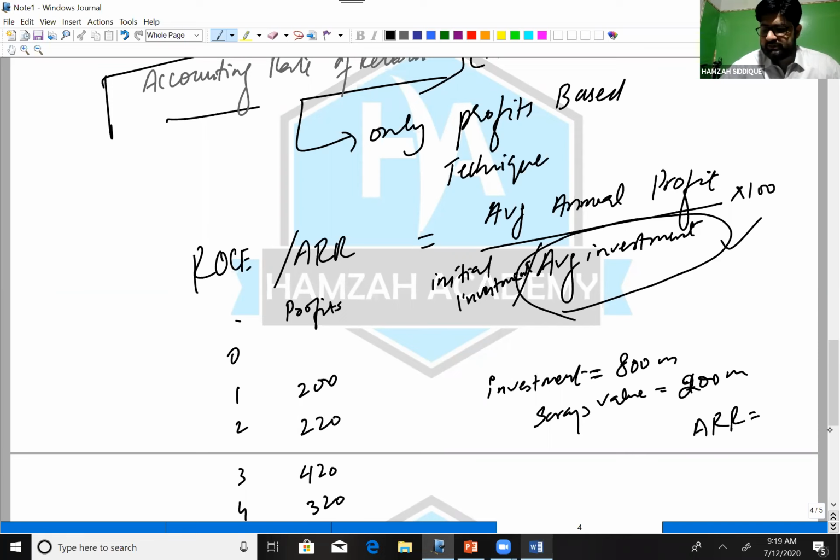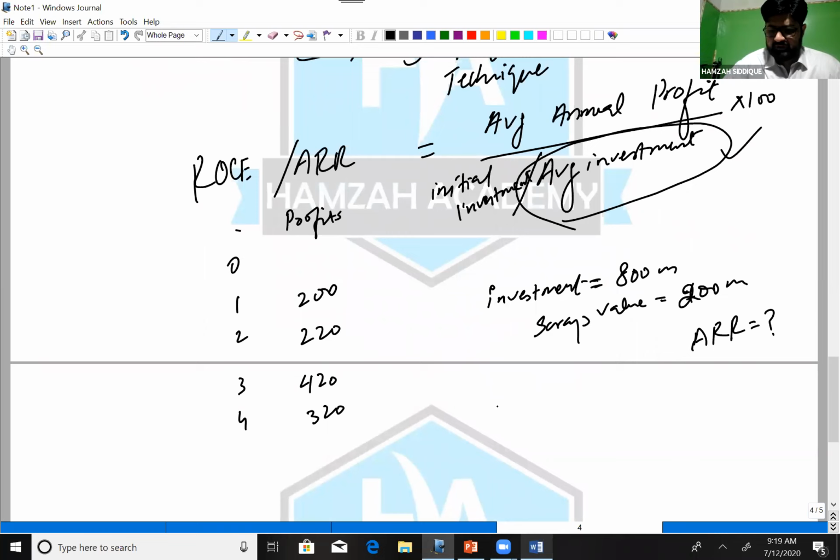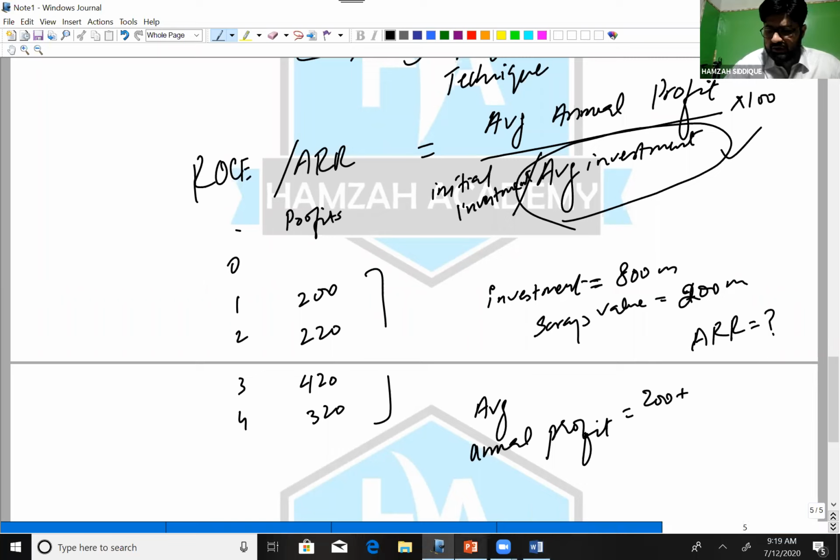How to calculate? Students, first we calculate the average annual profit. We will sum up all these four and divide by 4. So 200 plus 220 plus 420 plus 320. You should have a calculator in your hands, and you will be telling me the calculations. Yes, you will be having calculators in your hands, please.